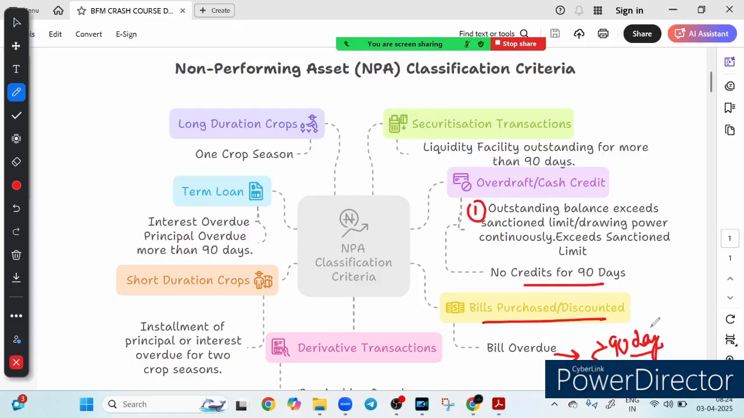Then we have something called securitization transaction. A liquidity facility that remains outstanding for more than 90 days can also be considered NPA in the case of a securitized transaction. I hope you are familiar with this securitization. We have discussed it in detail in our courses.